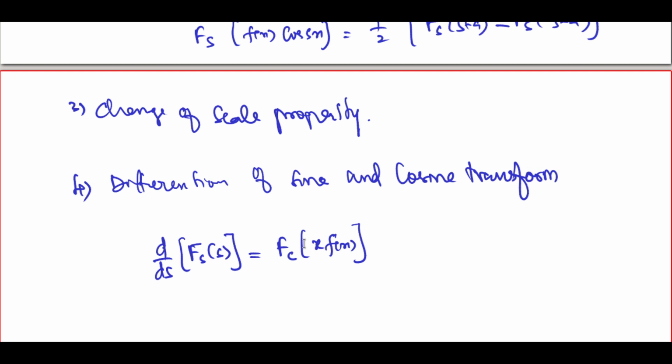Similarly, if we differentiate the Fourier cosine transform of f of x, then what you will get here is minus Fourier sine transform of x into f of x.